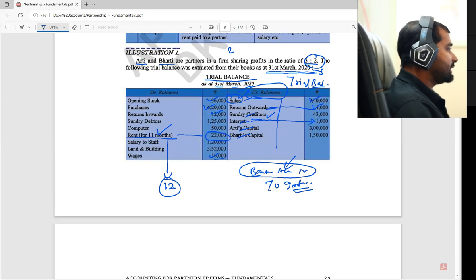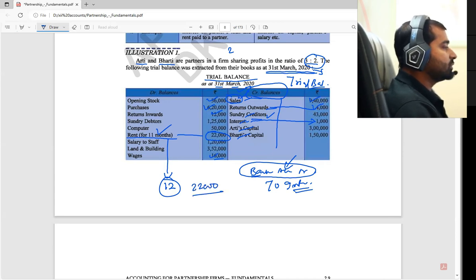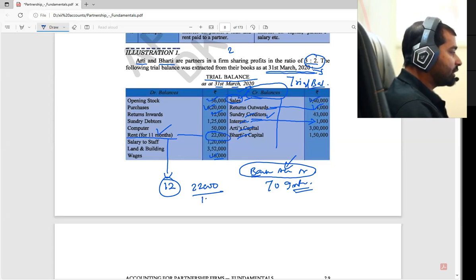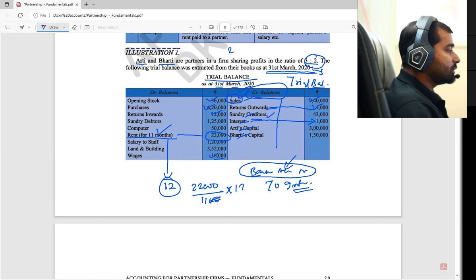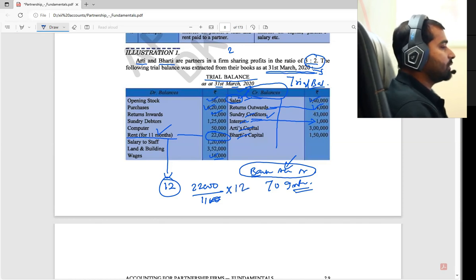If the 11-month amount has been shown as 22,000, think about it. This is 22,000 for 11 months. So I can write 22,000 divided by 11. How much for 12? This is the way we can make it. So 22,000 divided by 11 into 12. How much for 12? This is the way.